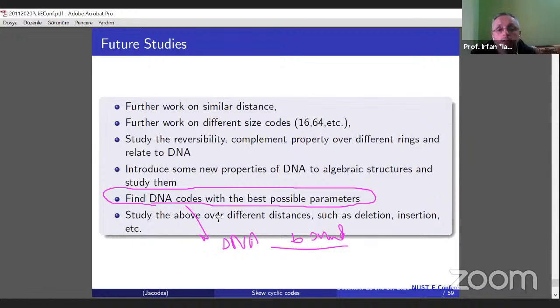Regarding the metric itself, there are works, but with this one specific or similar rings, there are different metrics, different distances that can be worked on.